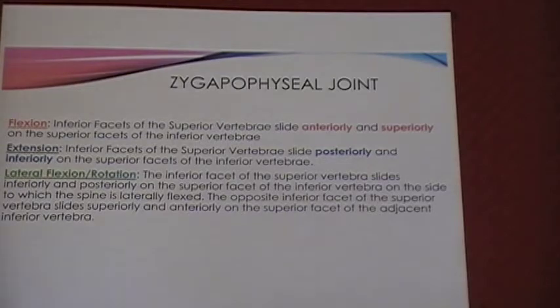And then extension is basically going to be the opposite. So the inferior facets of that top vertebrae are going to be going backwards and downward on the top facets of the vertebrae below. And then lateral flexion and rotation tends to be even a little bit more confusing than flexion and extension.